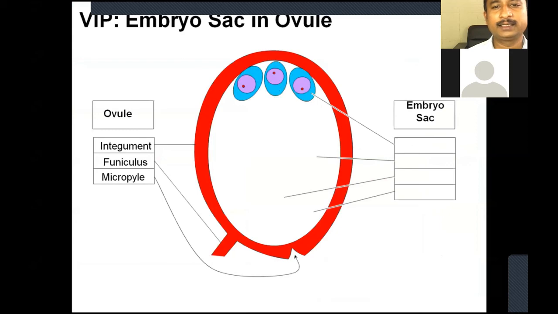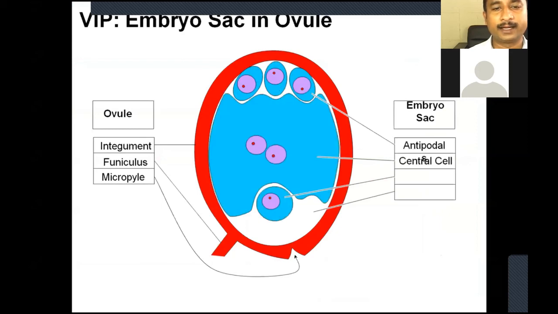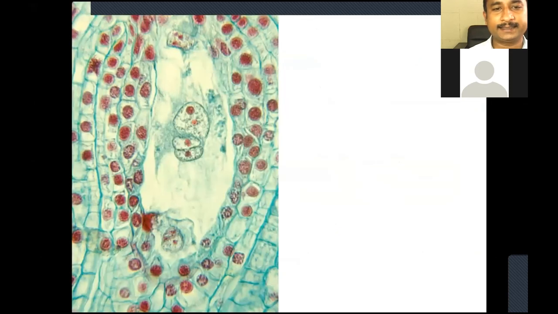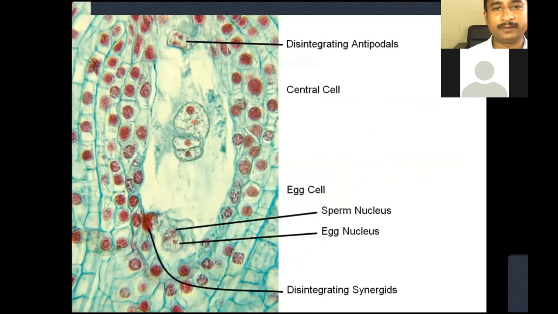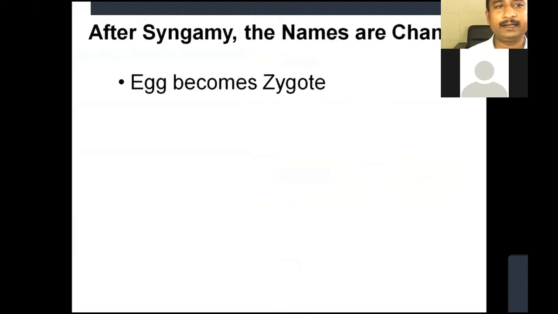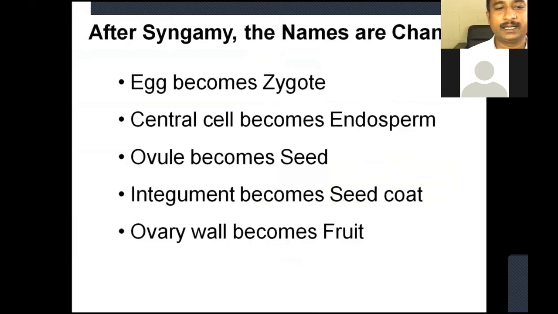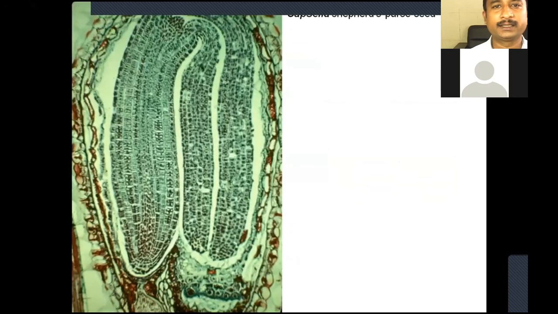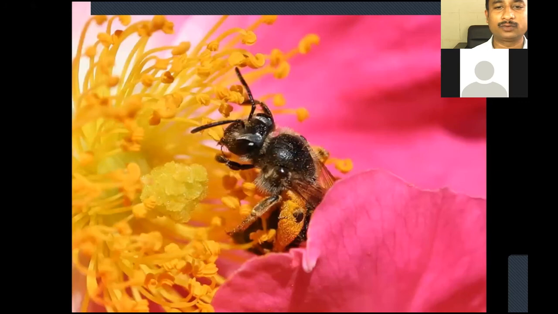These are the ovules. This is how they will be placed, and how they will disintegrate and then become something else. Ultimately the egg becomes the zygote, and the central cell becomes the endosperm, the ovule becomes a seed, the integument becomes the seed coat, and the ovary becomes the fruit. Okay, this is how technically you need to understand the seed.